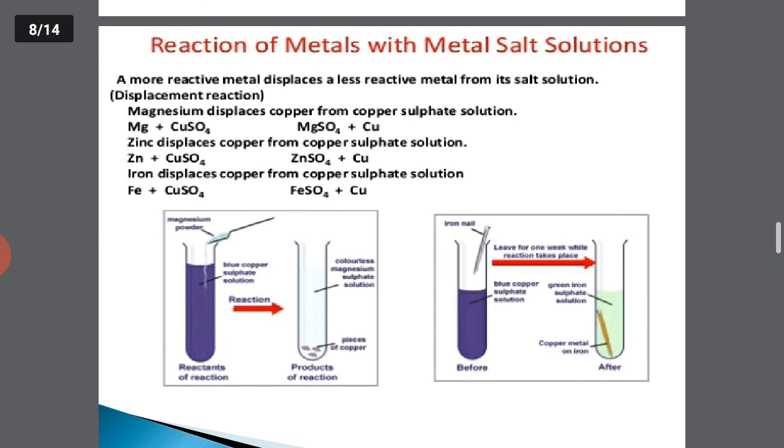Reaction of metal with metal salts. We have also studied the reactivity series of the metal. The more reactive the metal, the more easily it can replace the less reactive metal from the solution. For example, copper is replaced by iron from the copper sulfate solution. Iron sulfate solution is made, and then copper is released because iron is more reactive than copper.